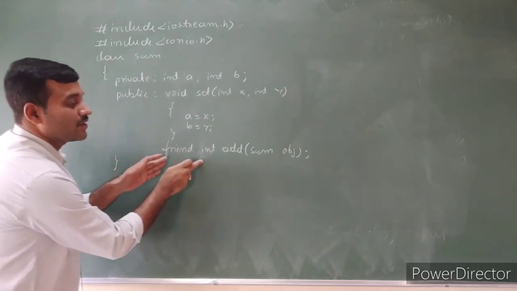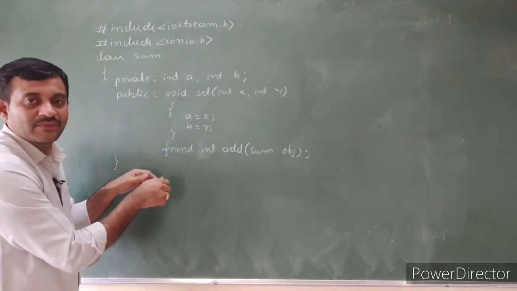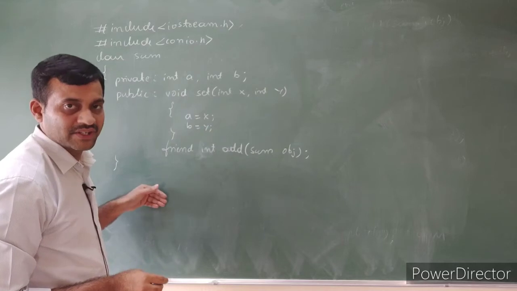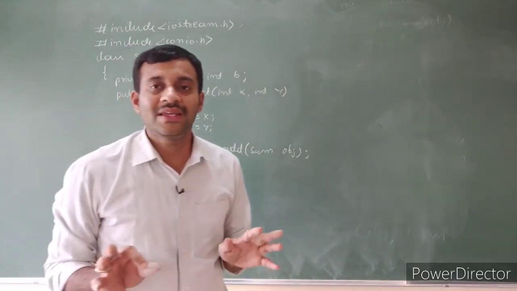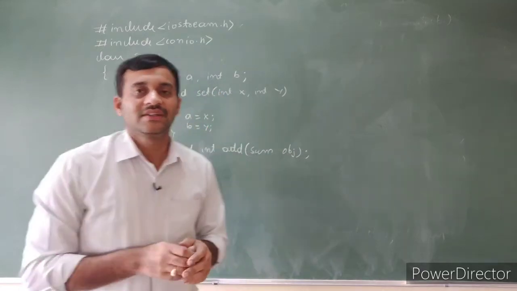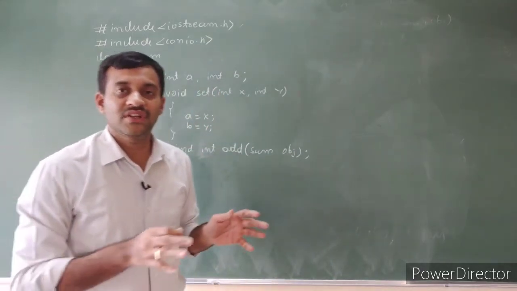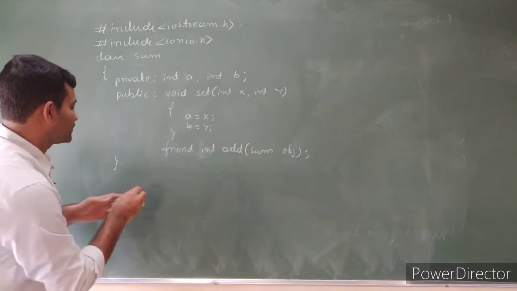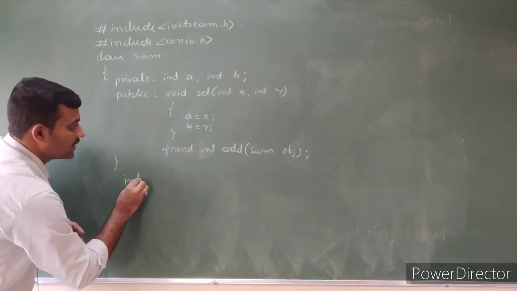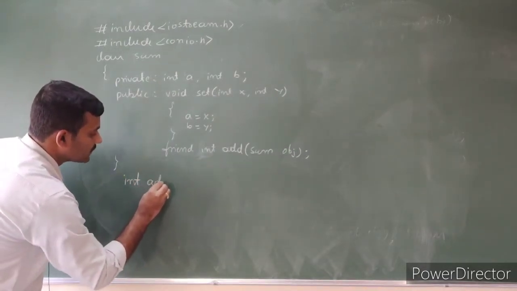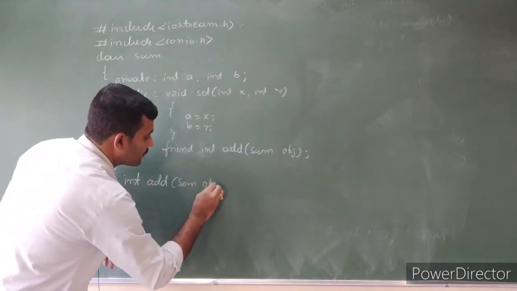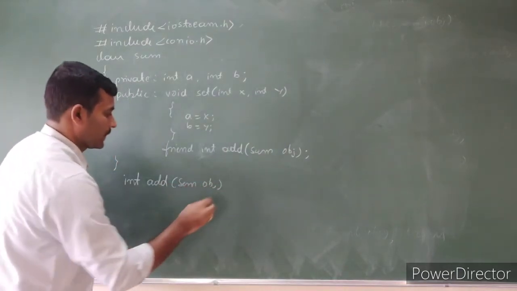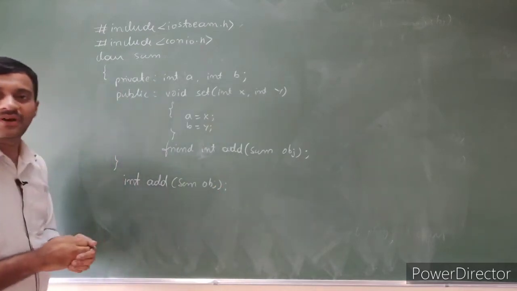So friend is in abstract form. We have to define the friend function after the class definition. While defining the friend function, do not use any keyword, not even friend. Then do not use the scope resolution operator. So directly use the return type specifier, integer, then function name add, parameters are object of sum.